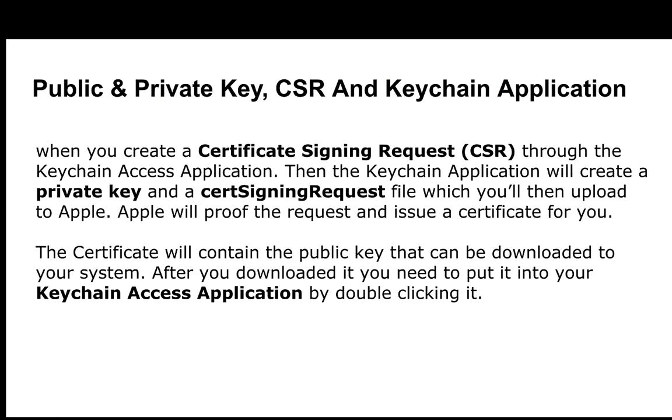All right. So what is a public-private key, CSR, and the Keychain application? When you create a CSR, or certificate signing request, through the Keychain Access application, it will create a private key and a certificate signing request file, which you will then upload to Apple. Apple will approve the request and issue a certificate for you. The certificate will contain the public key that can be downloaded to your system. After you download it, you need to put it into your Keychain Access. You just need to double click it and it will be automatically installed into your keychain.